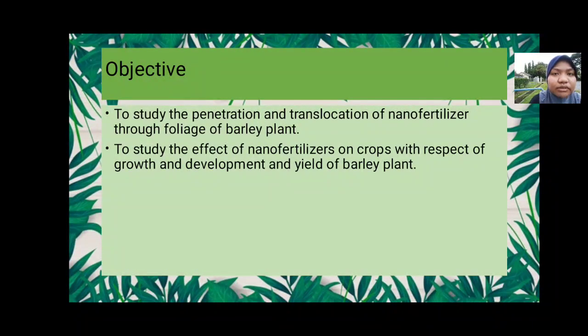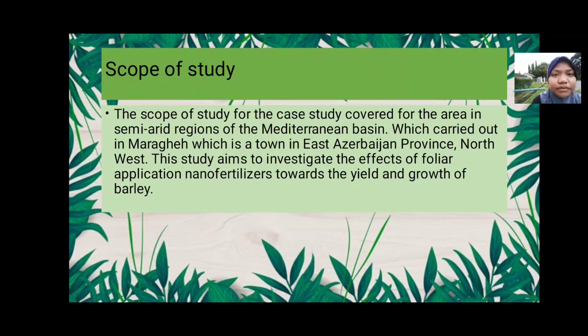The objectives of this study are to study the penetration and translocation of nanofertilizer through the foliage of the barley plant, and to study the effect of nanofertilizer on the crop with respect to growth, development, and yield of barley. The scope of the study covers the semi-arid region of the Mediterranean, carried out in Marageh, a town in northwest Azerbaijan province, to investigate the effect of foliar application of nanofertilizer on the yield and growth of barley.